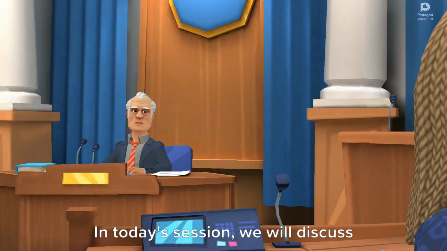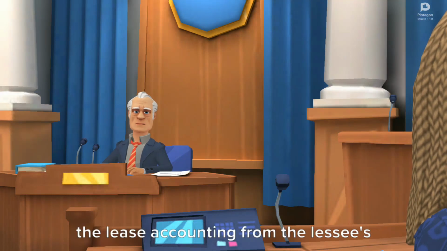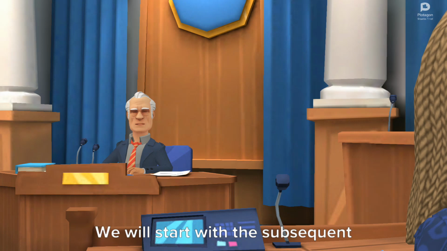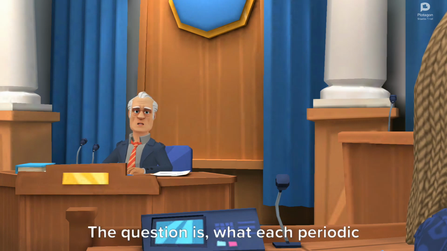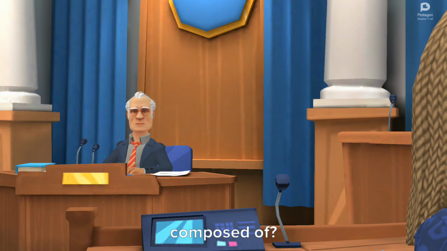In today's session, we will discuss lease accounting from the lessee's perspective. We will start with the subsequent measurement of the finance lease. The question is, what is each periodic lease payment of a finance lease composed of?